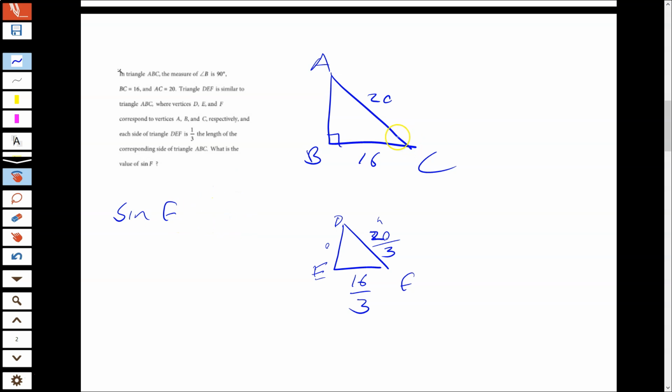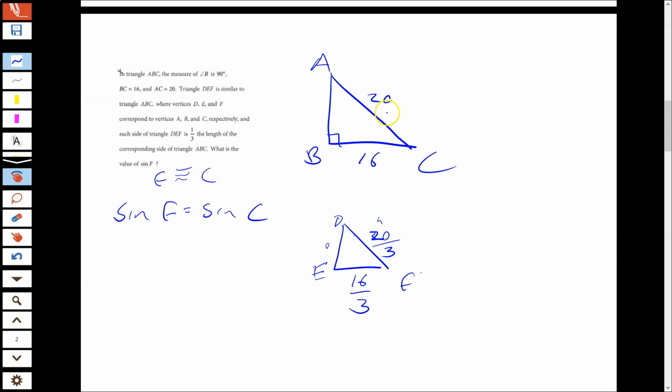Well, if these triangles are proportional, that means sine of f is going to be the same as sine of c, because angle f is equal to c. This little squiggly equals sign means congruent, meaning same in geometry. So what I can do is find the sine of c, and that's also the sine of f.